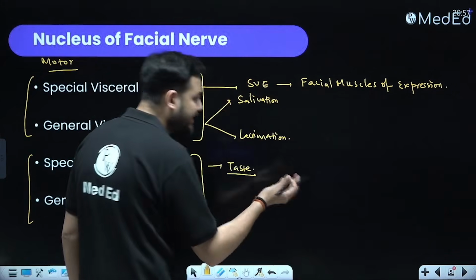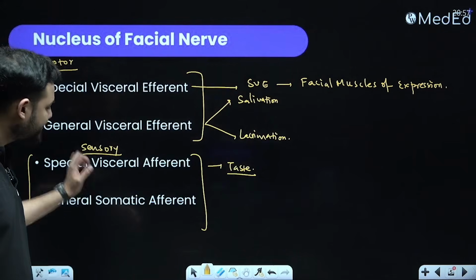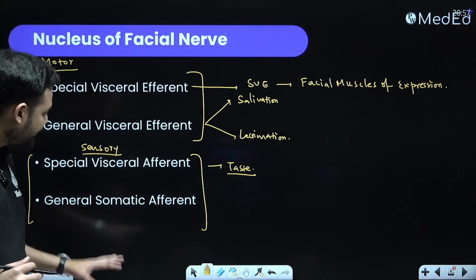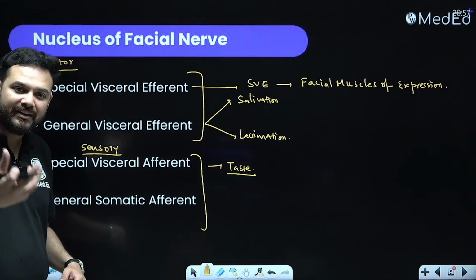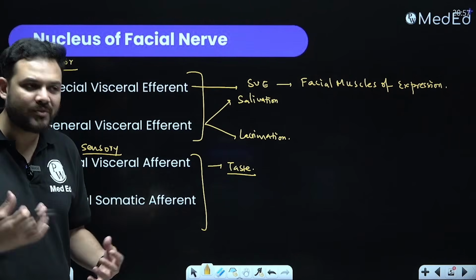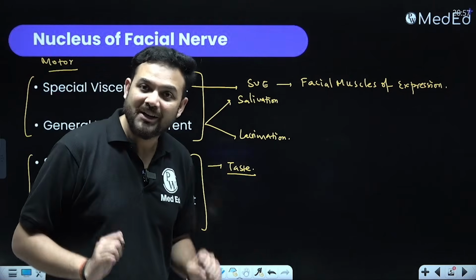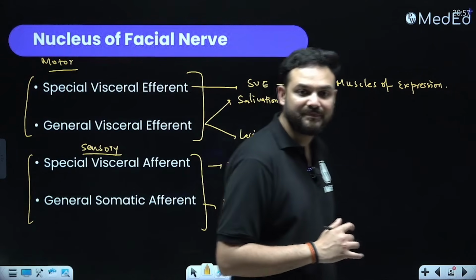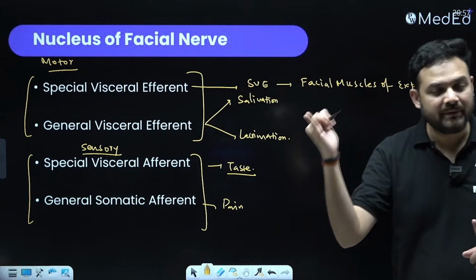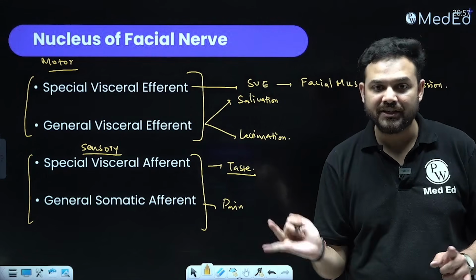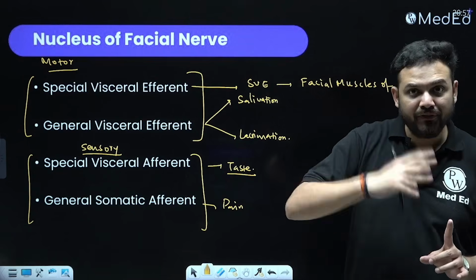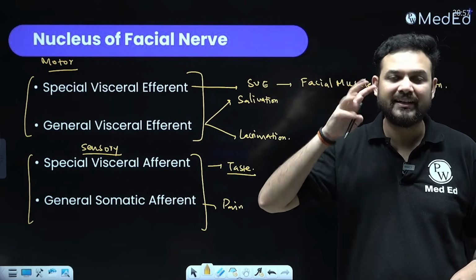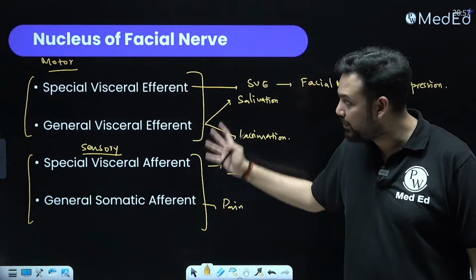So the taste sensation coming into us is carried by the special visceral afferent fibers, right? And finally we have general somatic afferent. Generally, which sensation comes in through our afferent fibers? Pain. So pain sensation is from the GSA fibers. So SVE is for facial expression, GVE for lacrimation and salivation, SVA afferent is for taste sensation, and GSA is for pain sensation. These are the four nuclei of the facial nerve.